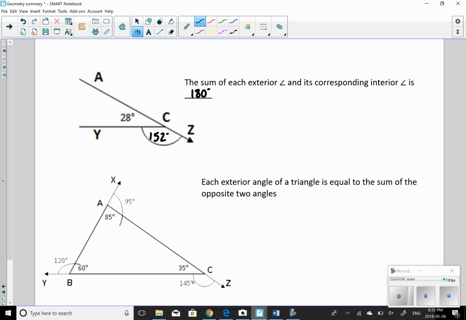Let's say this 145 comes from 85 plus 60. Okay. Don't want to forget about that one. Let's look at the next one. This 120 comes from adding 85 and 35. Okay, so the exterior angle is the sum of the opposite interior angles.